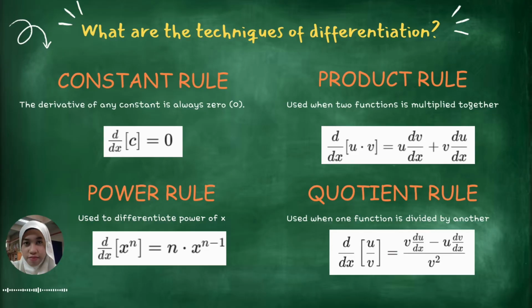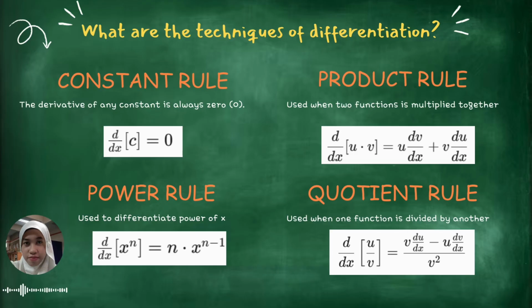First is constant rule. The derivative of any constant is always 0, written as d over dx of c equals 0. Next is power rule. Bring the exponent down and reduce the power by 1. So d over dx of x to the n equals n times x to the power of n minus 1.